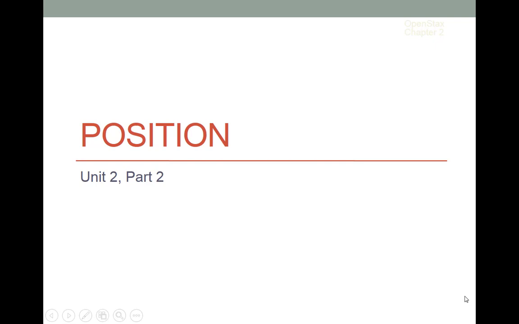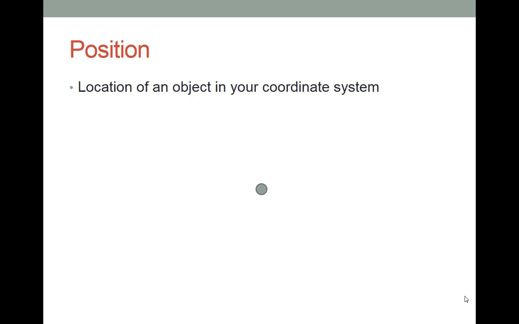Welcome to the second part of Unit 2, and in this second part we are going to encounter the first vectors and scalars of our physics course. And that first vector is the position vector. Position is the location of an object within your coordinate system.